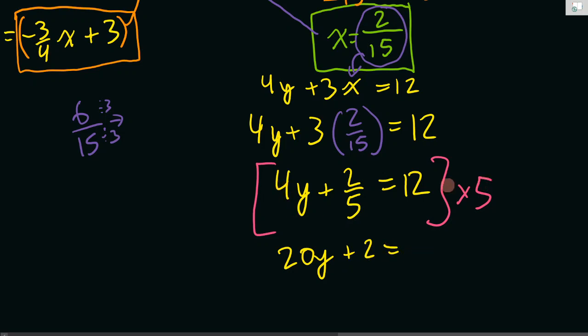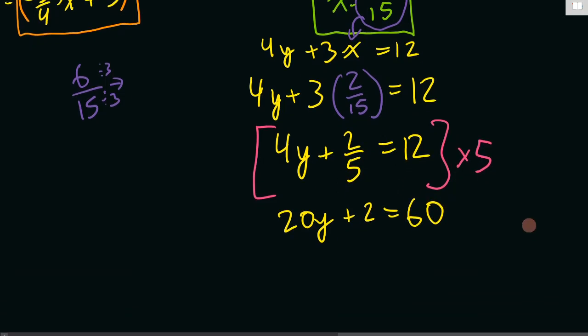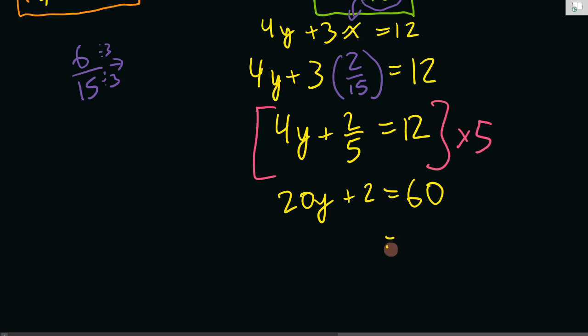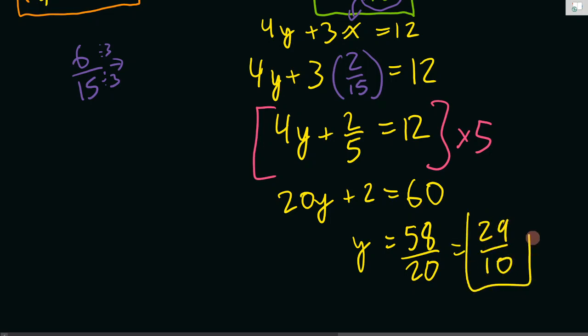So 4 times 5 is 20, 2/5 times 5, the fifths and the 5 cancel, and 12 times 5 is 60. And now this I can do in my head. 60 minus 2 is 58, and then the 20 I'm going to reduce by. So y equals 58 over 20, which is 29 over 10.